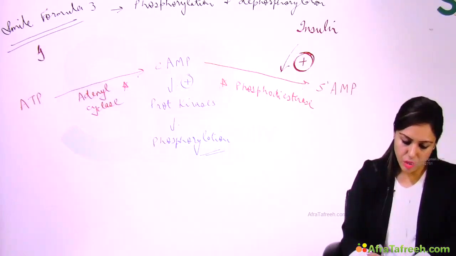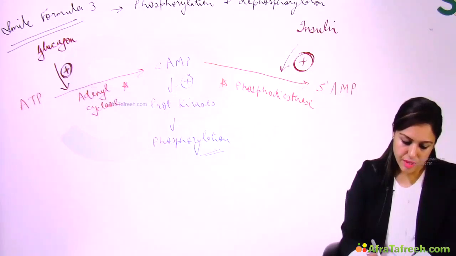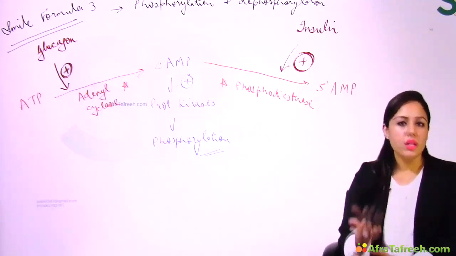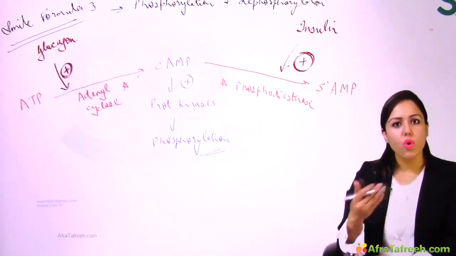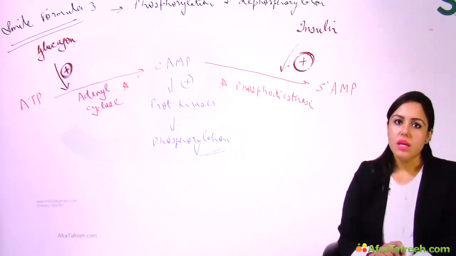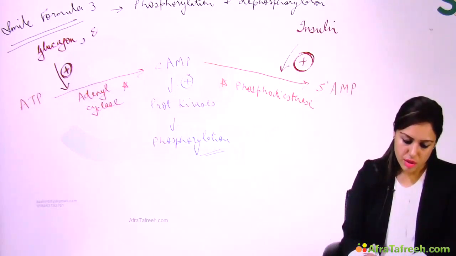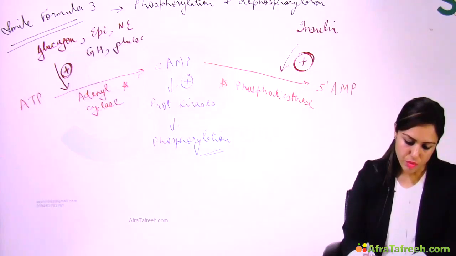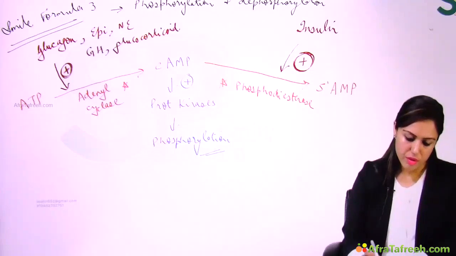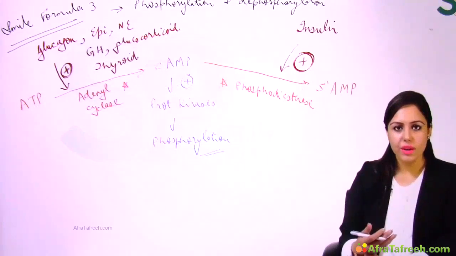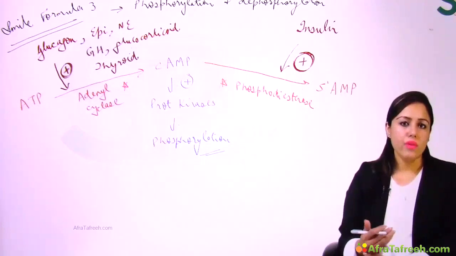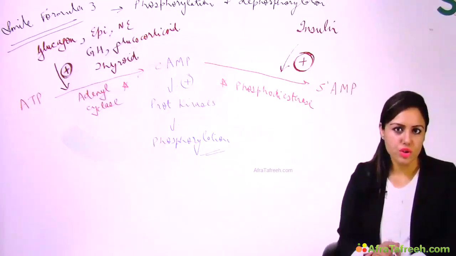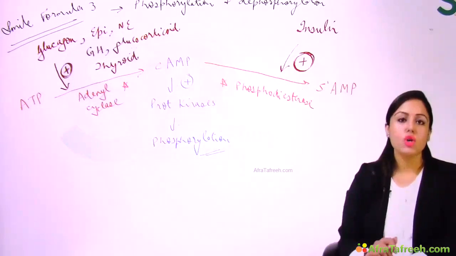On the other hand, hormone glucagon will activate adenyl cyclase. This way, glucagon increases cyclic AMP and causes phosphorylation. Even other hormones, catecholamines, epinephrine, norepinephrine, growth hormone, glucocorticoid, and even thyroid, they all increase or activate adenyl cyclase, and therefore they all cause phosphorylation, right? But mainly here I am saying glucagon.